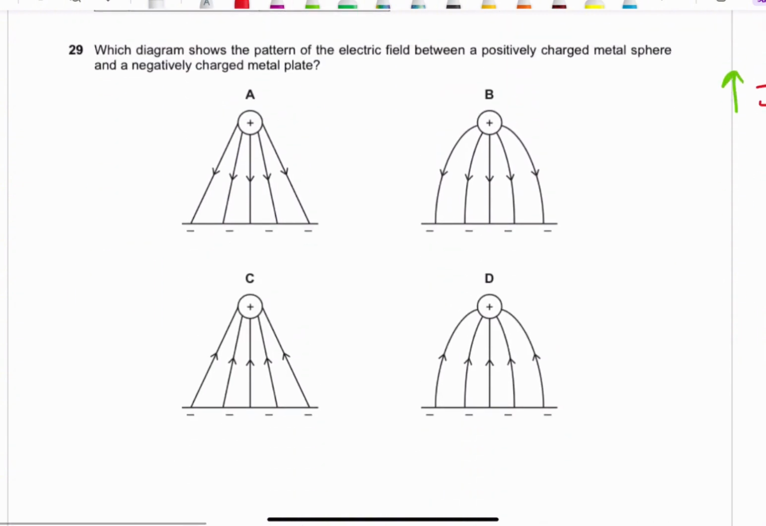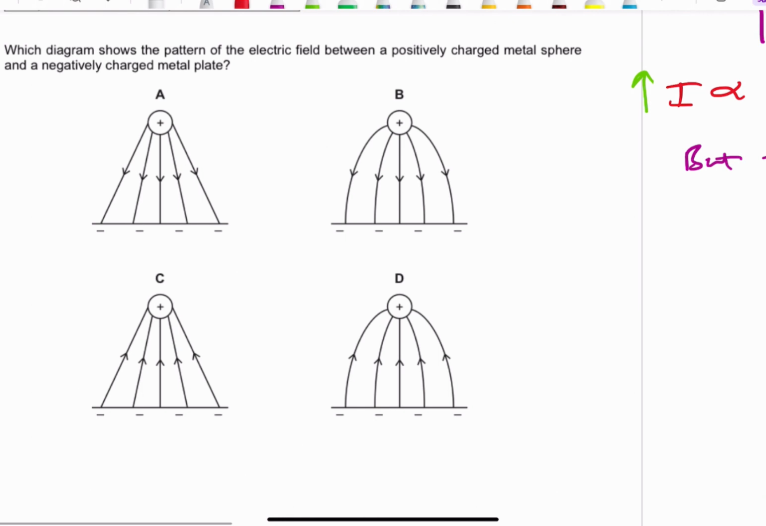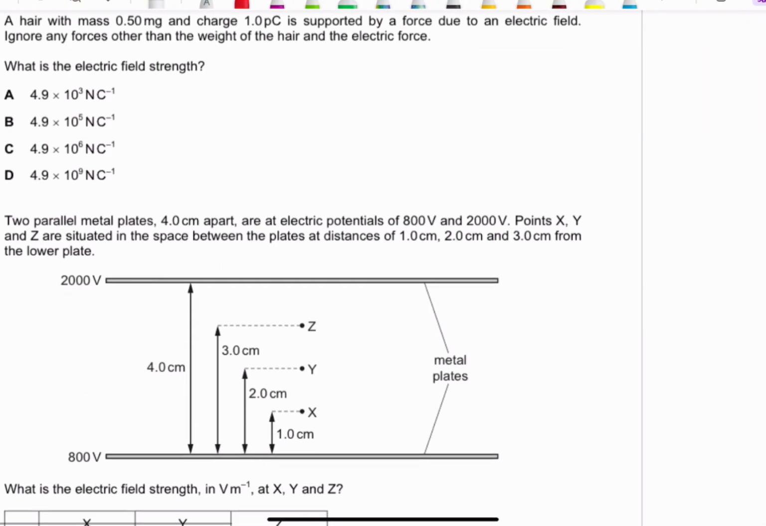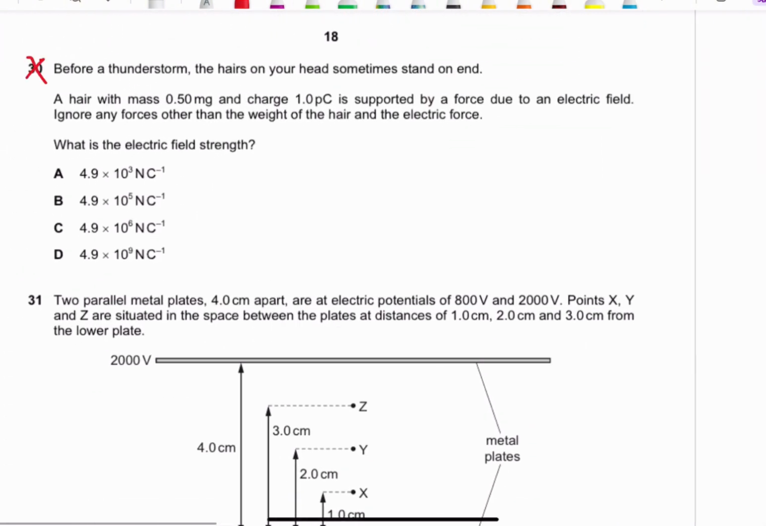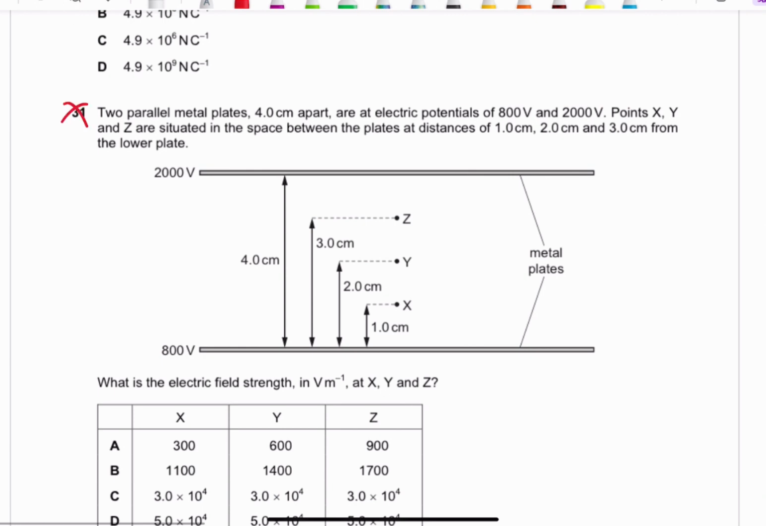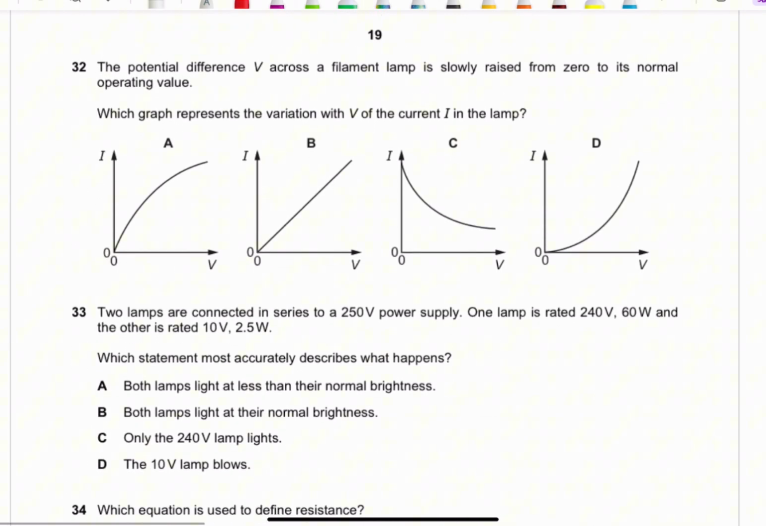Question 29. This is a question on electric fields. And if you're doing the syllabus from 2022 going onwards, they have been removed from our syllabus and moved to A2. So I will not be covering this in this video. Question 30 is also electric fields. Question 31 again is also electric fields. So let's start with question 32.